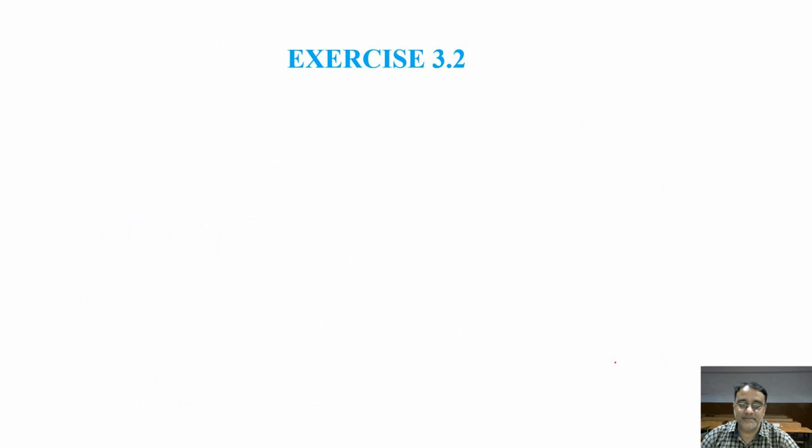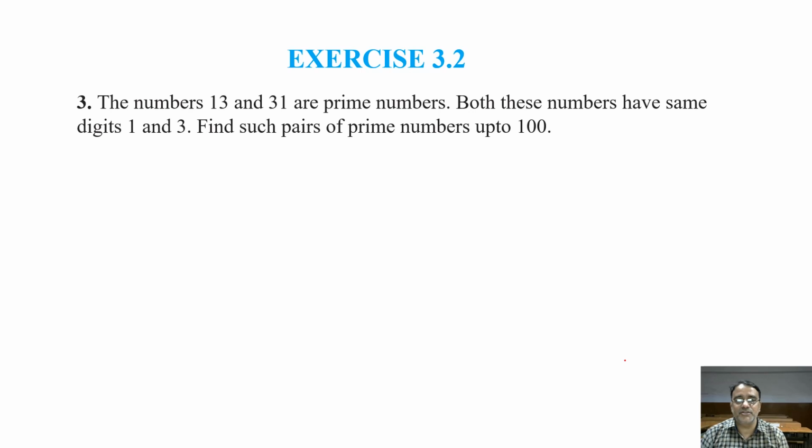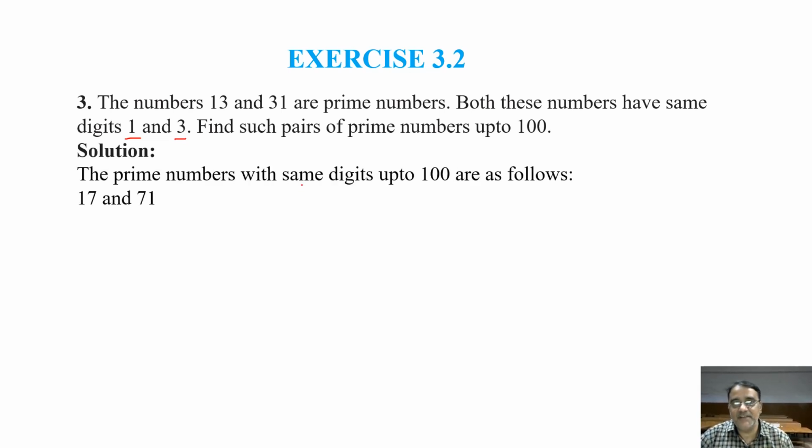Now we'll move towards some important questions from exercise 3.2. Let us start with the third question. The numbers 13 and 31 are prime numbers. Both these numbers have the same digits 1 and 3. Find such pairs of prime numbers up to 100. So I'm giving one example, 17 and 71. Like that we have 37 and 73, and the last one is 79 and 97. So these are the 3 pairs of prime numbers in which the same digits are used.